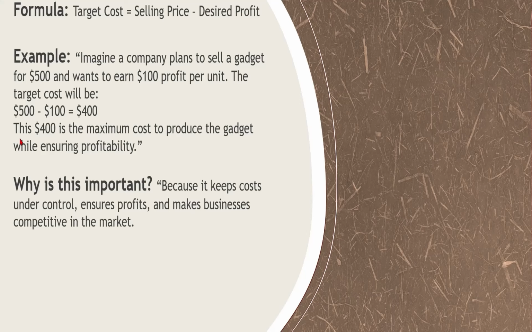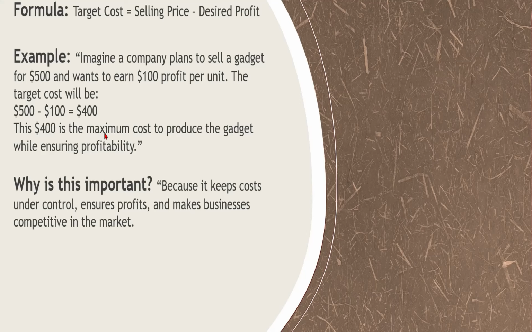In the example I have taken, imagine a company plans to sell a gadget for $500. This 500 is taken from the market research that we have conducted, and my company wants to earn a profit of 100 from this unit. So 500 is the selling price, 100 is the profit margin, and deducting gives the net amount, which is 400. This will be the maximum cost that the company can incur to produce the gadget while ensuring profitability.